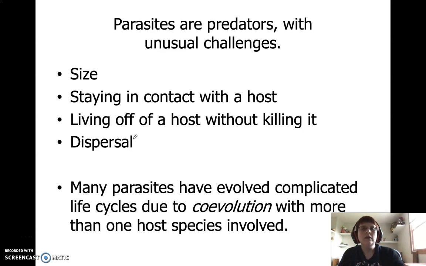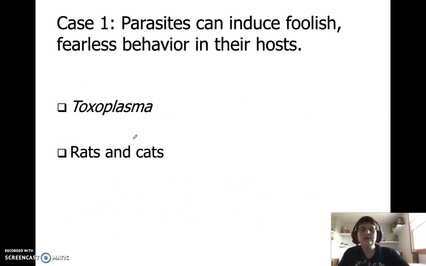Many of the parasites have a very complicated life cycle, as we'll see, and they usually have more than one host species, which actually helps with them getting dispersed and moved from place to place. And so they generally live in different parts of the organisms to help them get moved around in that way. So let's take a look at a couple of these parasites.